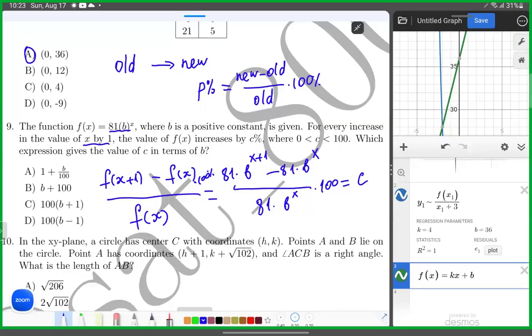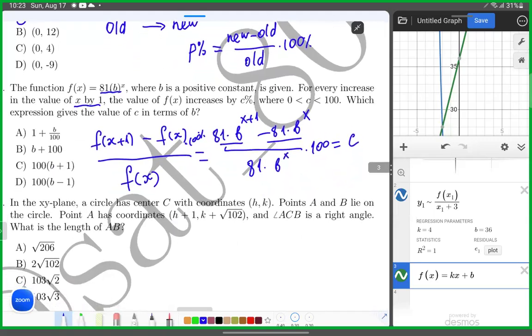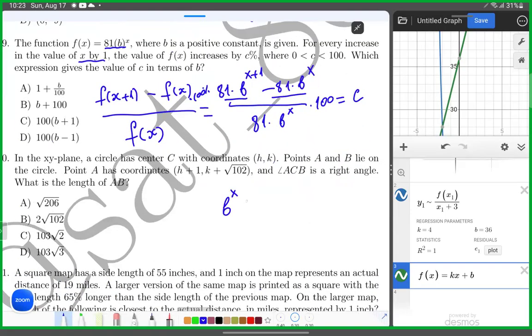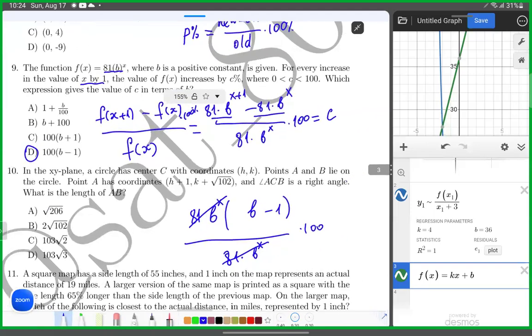Here we easily got the last expression from the numerator. If you factor out b to the power of x, and here just 81 as well, you will get just b, because b to the x plus 1 dividing by b to the x gives you just b, minus 1, dividing by 81 b to the power of x, times 100. This expression is the same, and you will get the beautiful expression c equals 100 times b minus 1, just applying the percentage change formula in one step.